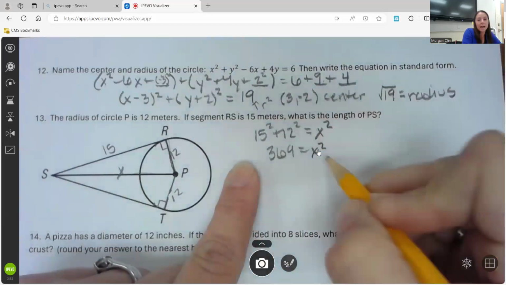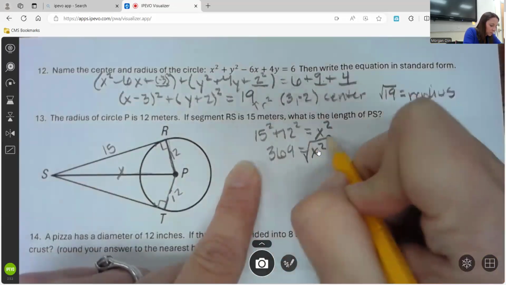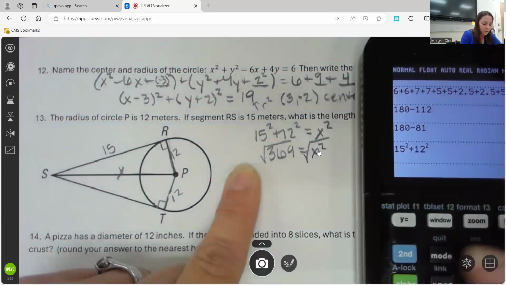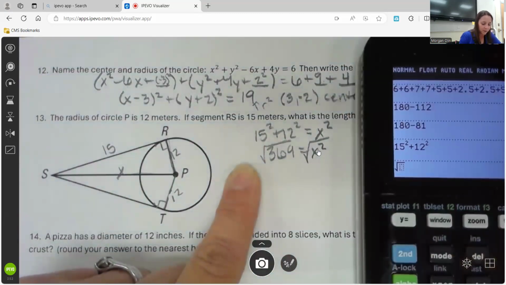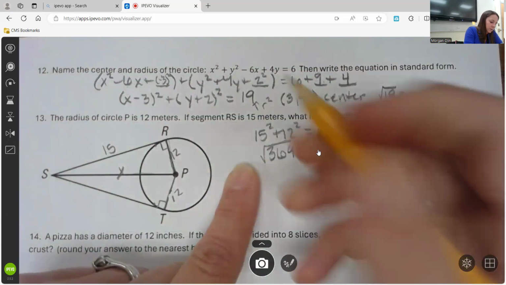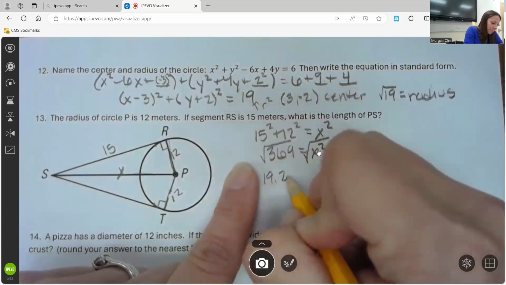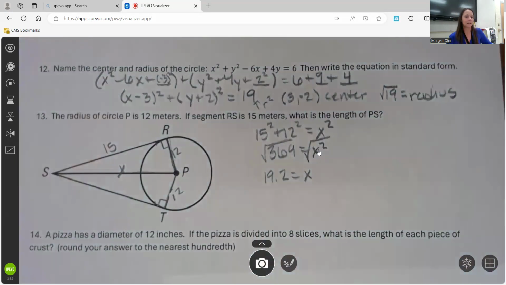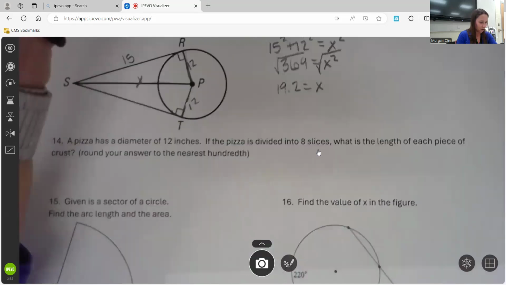All right, and how do I get X solved for? I take the square root. So in my calculator, to get the square root, you say second and X squared. We say 369. It's not a perfect square. I'm just going to round to the nearest 10th. So when I round to the nearest 10th, what is that? 19.2. They may leave it as a radical or they may put it as a decimal. All right, moving right along.